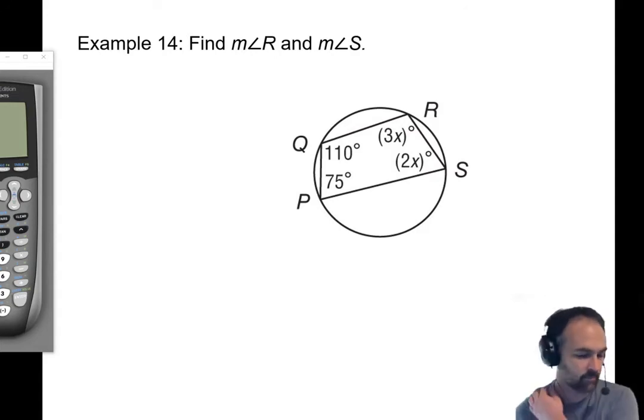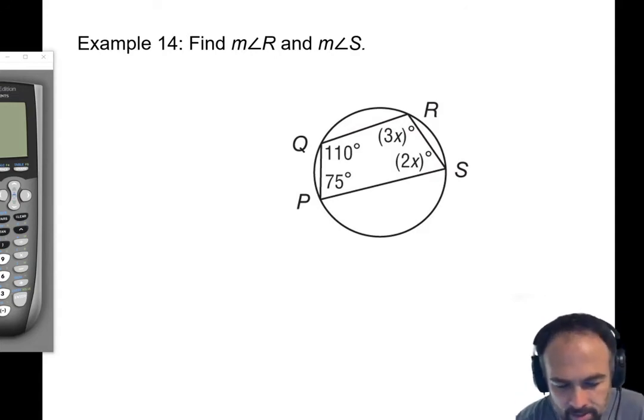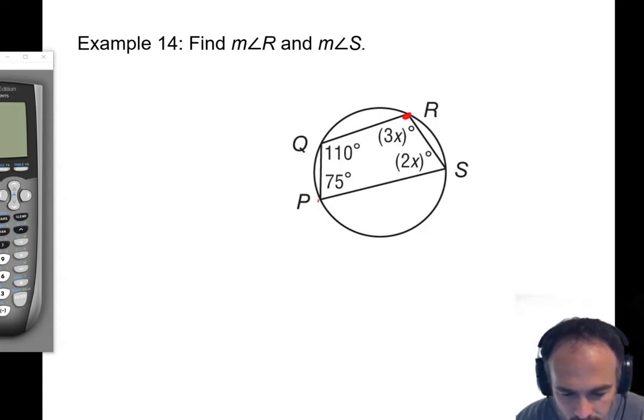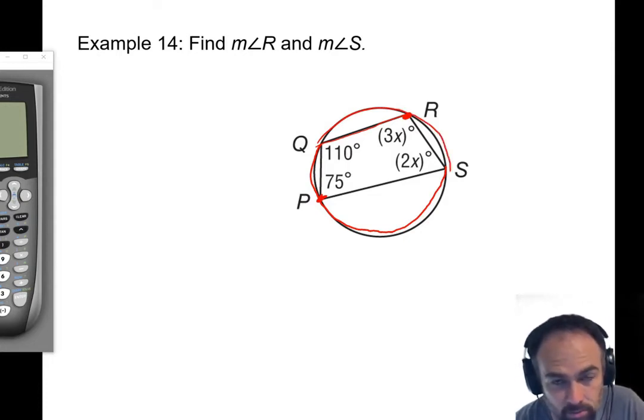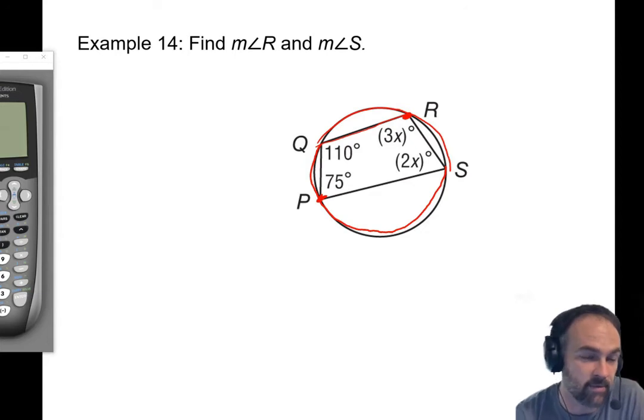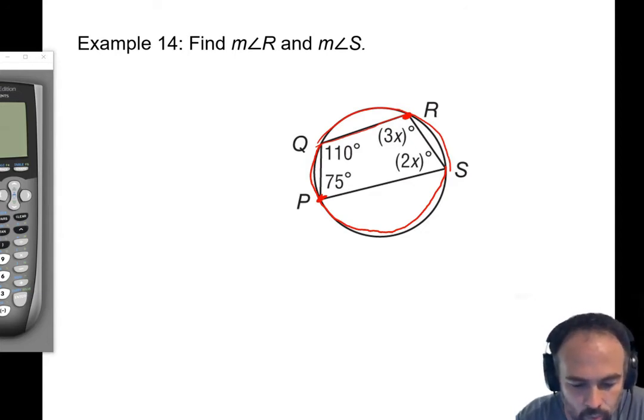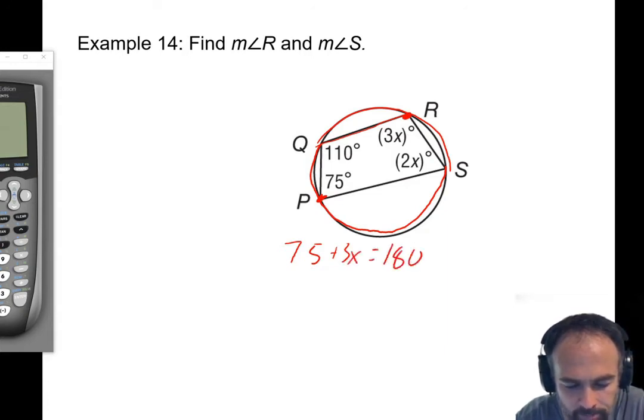Example 14. Now, we're going to use that property we talked about earlier, opposing angles. Let's focus here on angles R and P. Angle R intercepts arc QPS. Angle P, if I go across, intercepts arc QRS. Together they intercept the whole circle, which means since they're inscribed angles, they're supplementary. So we know that 75 plus 3x is equal to 180.